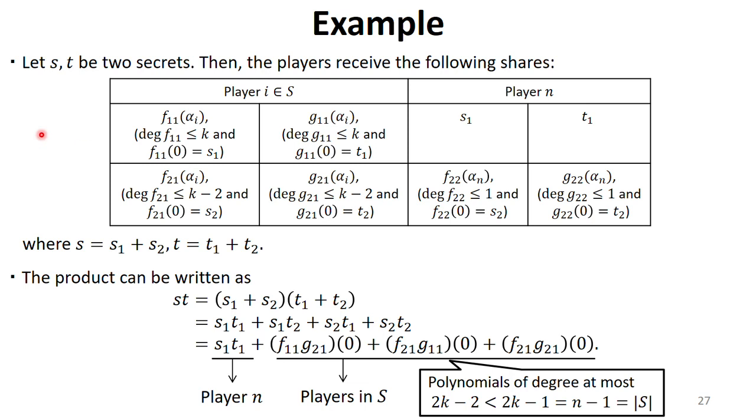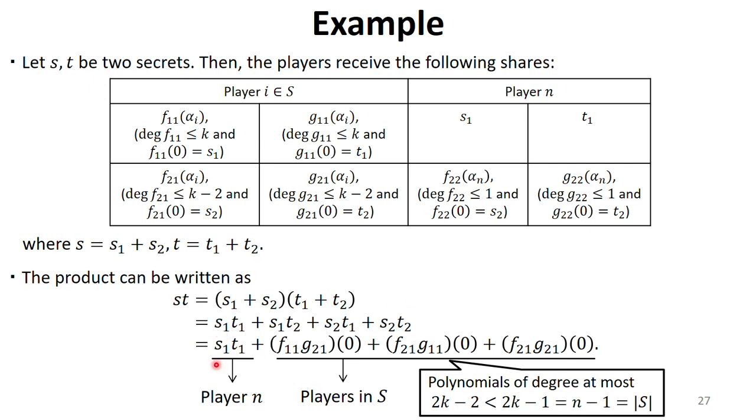Now I prove the two-multiplicativity of the scheme. So let S and T be two secrets. Then the players receive the following shares. So we use F to denote the polynomials corresponding to S, and we use G to denote the polynomials corresponding to T. So the product of the two secrets can be written as the sum of four monomials.